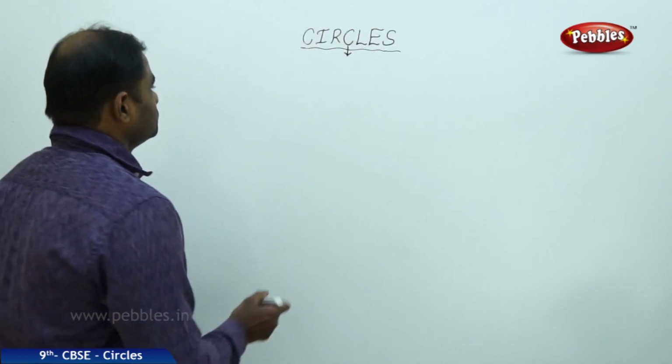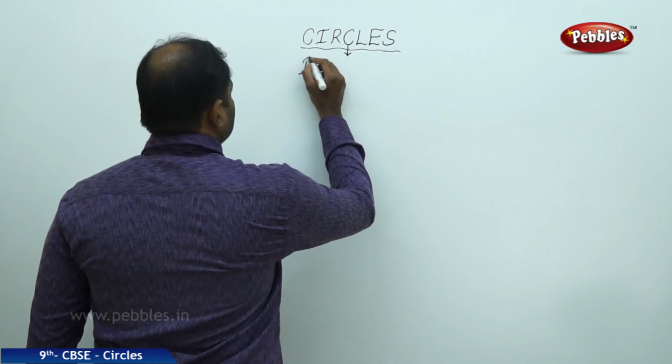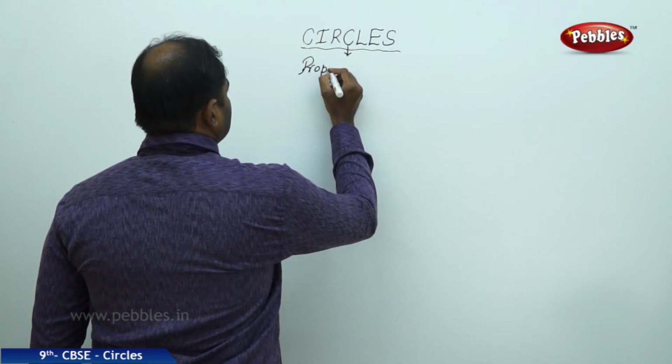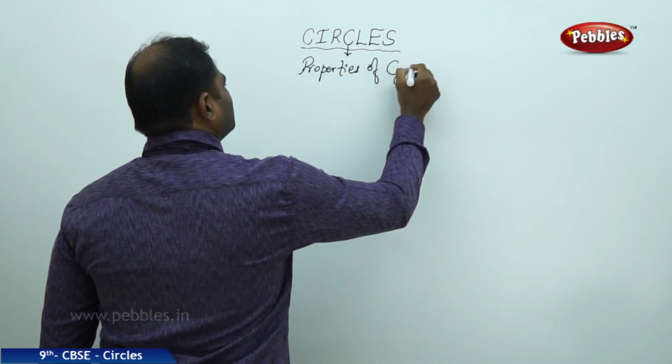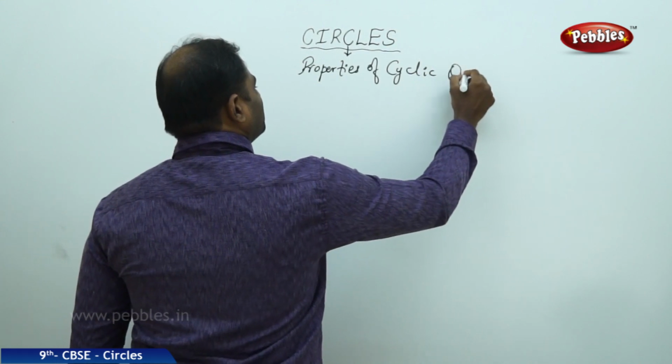Now that we have discussed cyclic quadrilaterals, let's see some of the geometrical properties connected with quadrilaterals which are cyclic. This session is about connecting the cyclic quadrilateral with its properties. Properties of cyclic quadrilateral.